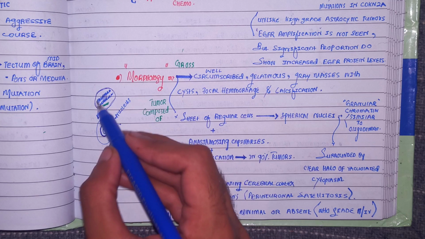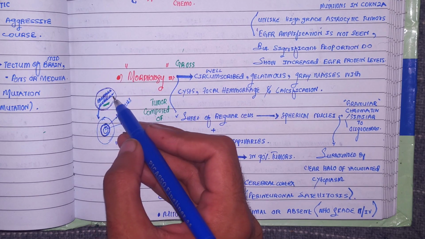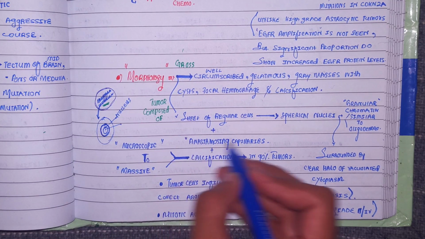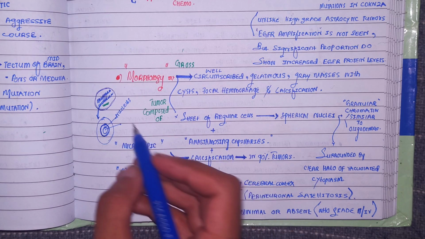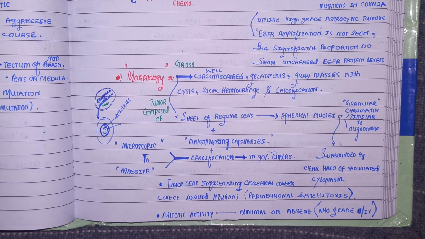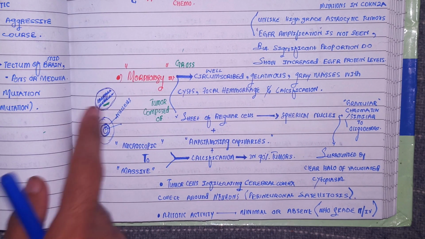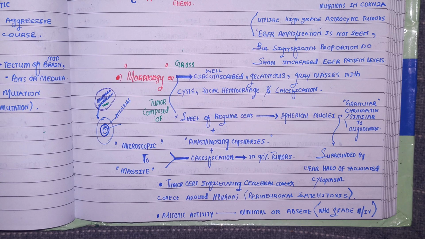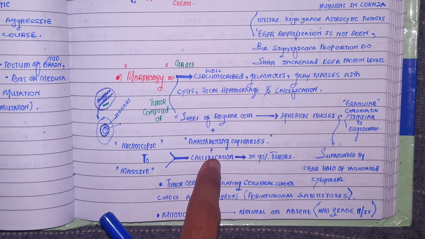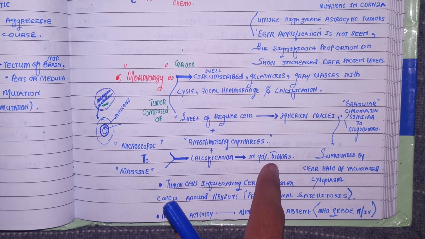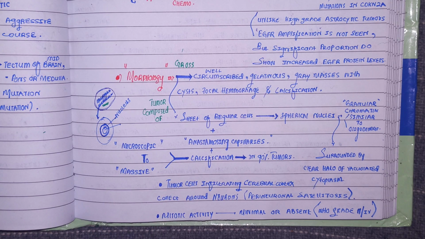Along with the regular sheet of the regular cells, there is also the presence of anastomosing capillaries inside the tumor, and calcification is also present in this tumor. Calcification depends: it can be very little, microscopic, or it can be massive calcification, okay. And calcification is seen in 90% of oligodendrogliomas. No doubt it is microscopic or massive, it is present.